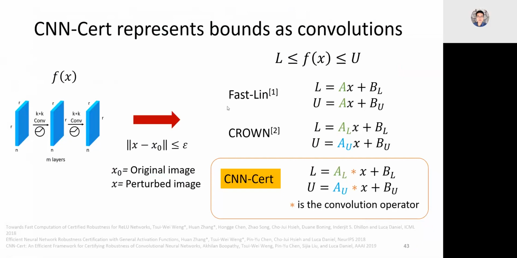For example, the earliest work, Fast-Lin, assumes that the upper and lower bounds have the same parameter, and CROWN allows different parameters for the upper and lower bounds, and also extends to general activation functions, whereas Fast-Lin only considers ReLU activations. And our most recent work, CNN-Cert, which is published at AAAI 2019, is actually a certification method optimized for convolutional neural nets. So here we are really leveraging the convolutional nature of a convolutional neural network, and so we can represent the upper and lower bounds in terms of convolution operations and make the computation more efficient.